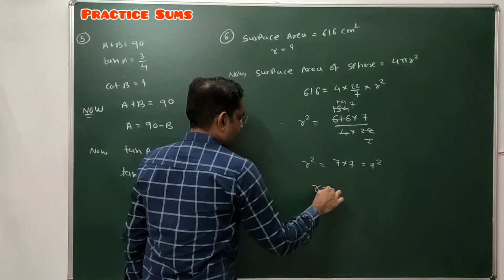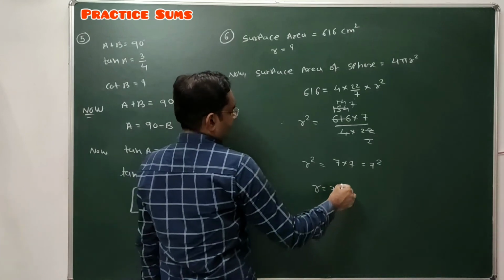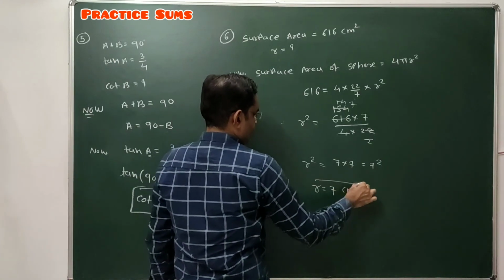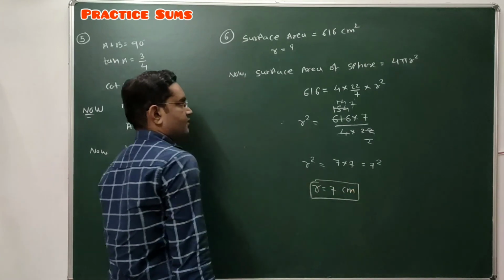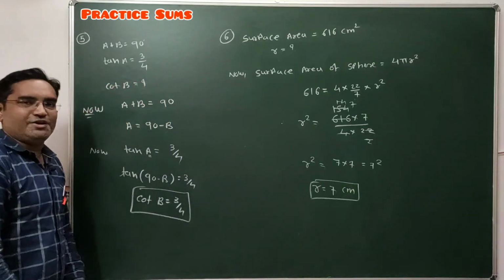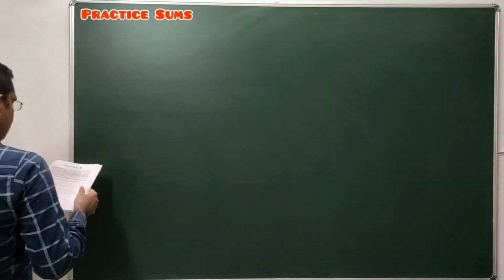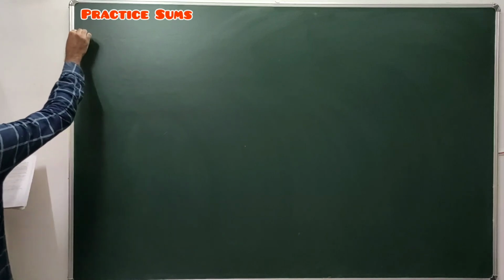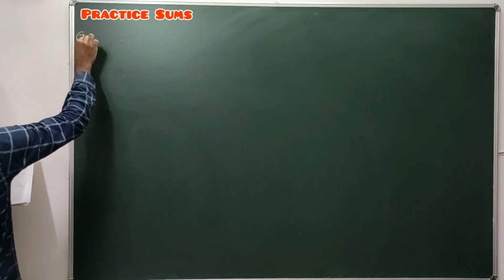So radius r equal to 7 centimeter. R equal to 7 centimeter is the answer. Clear friends? Again pause the video and note it down. Question number 7.